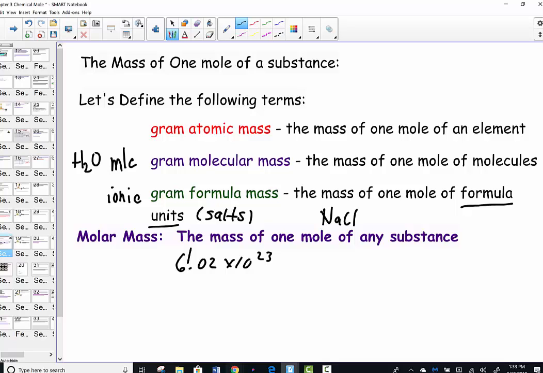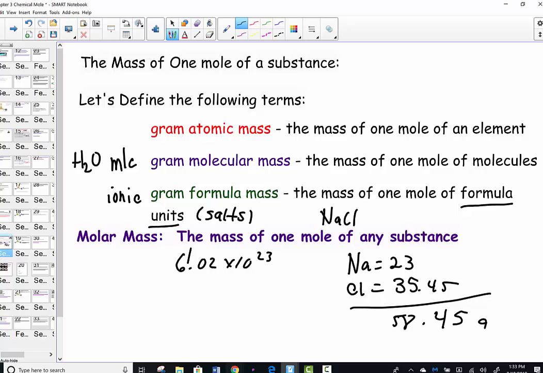Again, the secret's on the periodic table. Sodium, with its mass of 22.989, call it 23. Chlorine with a mass of 35.45. Add those together to find the mass of a whole mole of sodium chloride. With sodium's mass and chlorine's mass, I add those together, and now I know how much to weigh out to get 1 whole mole of sodium chloride.